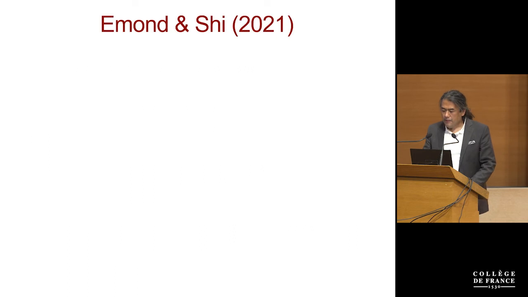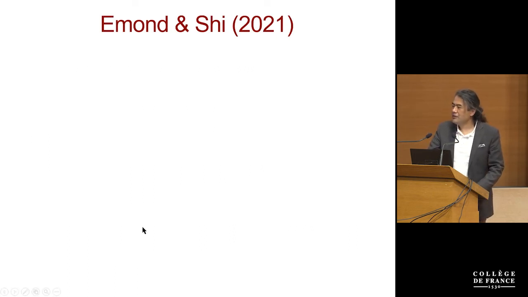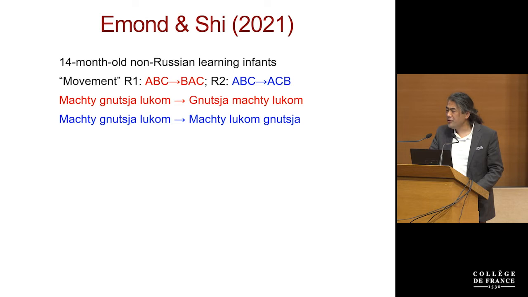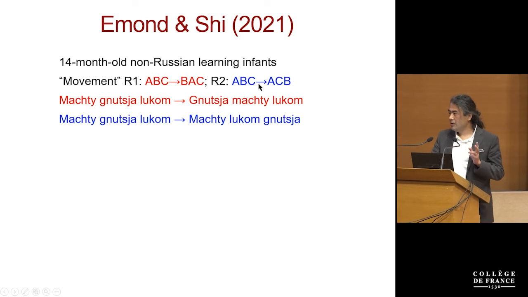This is also experimental work trying to test this model. This is the work of Amanda Emmond and Rushen Shi from UQAM. This was given at BU last year. It was quite striking. Those were 14-month-old French-learning babies, but they were trained on Russian. Russian has this word order variation where, I don't know Russian, but you can describe it as a movement, though it's not exactly movement. So ABC can be mapped to BAC, namely the first 2 words would swap. So that's rule 1. The other rule is that the second and third words can swap.